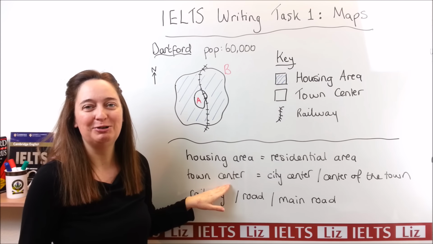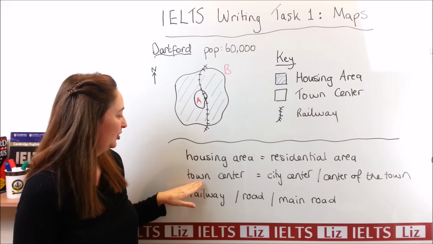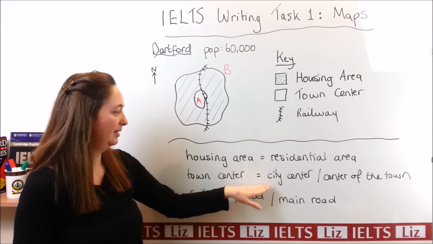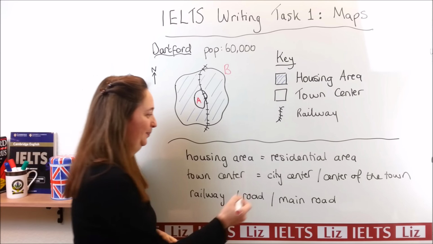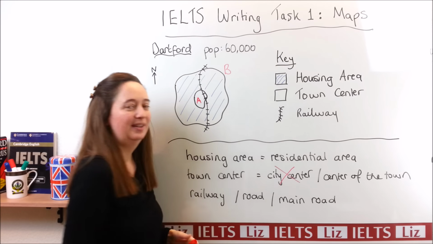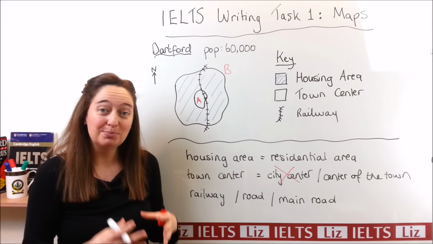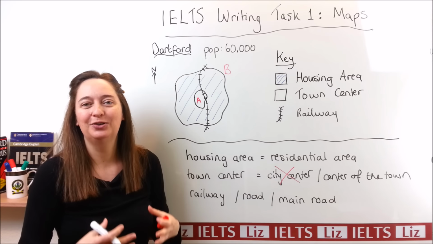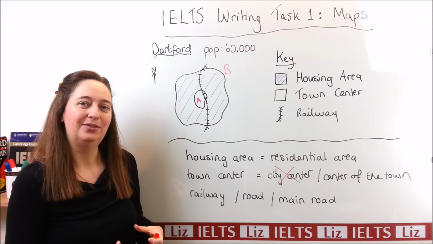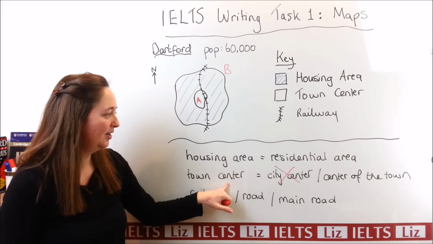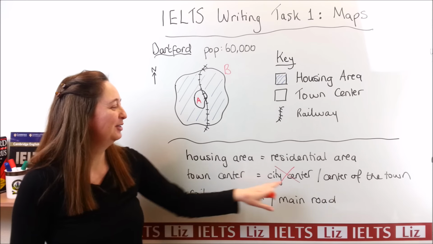Town centre. I have many students wanting to paraphrase that. And many students want to change the word town, and they write city centre. But unfortunately, that is wrong. So you cannot use that. A town is a town, a city is a city. A town is smaller than a city, so you cannot paraphrase the word town. So the only other way that we could write town centre would be the centre of the town.